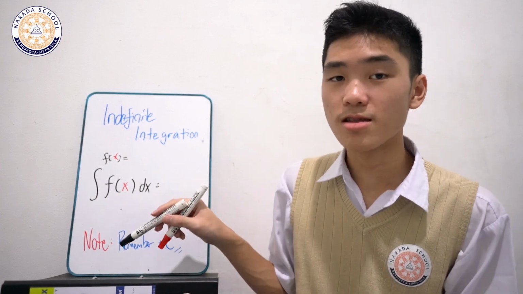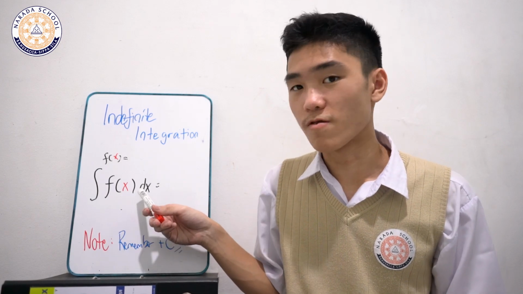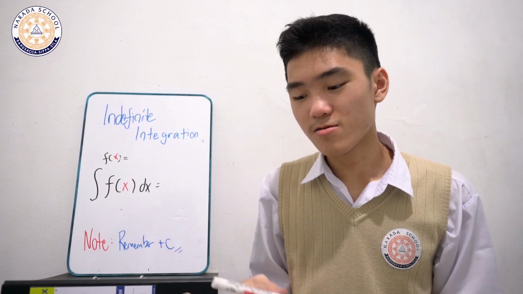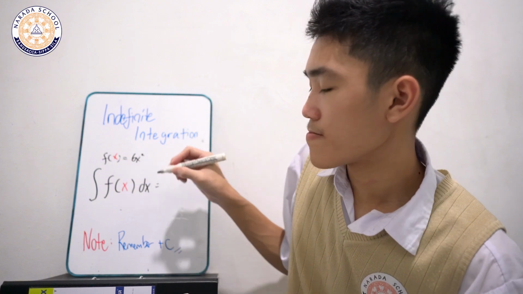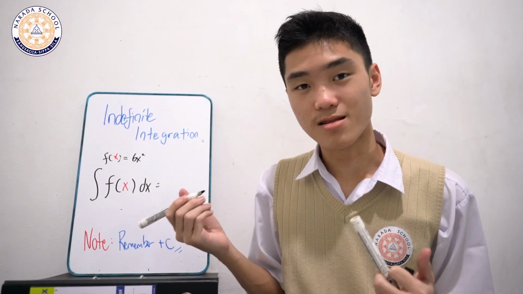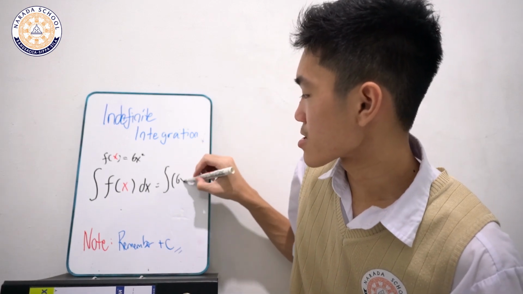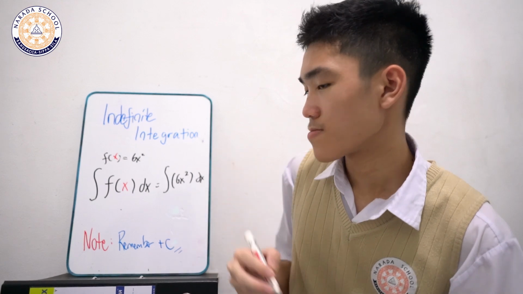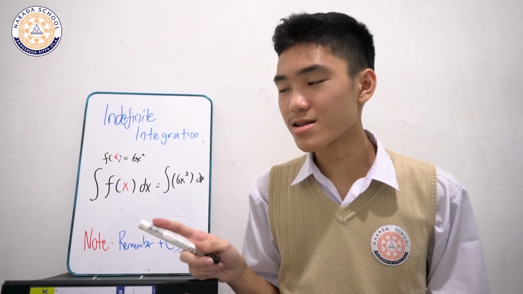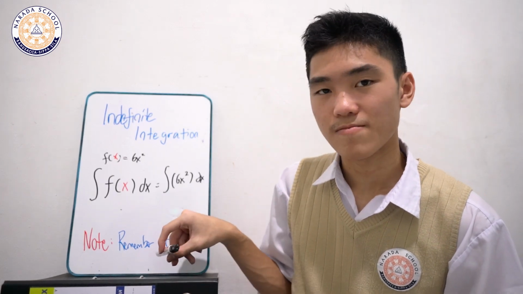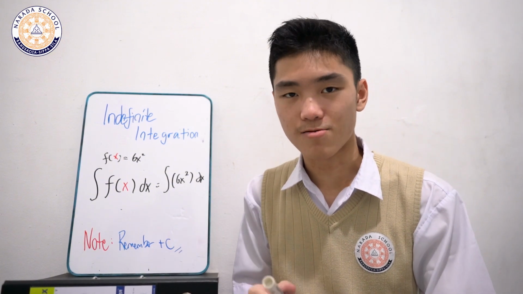So this is what an indefinite integral looks like. The integral of the function f of x with respect to x. So let's say that we define f of x as 6x squared. Well then, the integral of f of x with respect to x will be equal to the integral of 6x squared with respect to x. And one thing to remember about indefinite integrals is that you must remember to add c. Don't forget the plus c. C is called the constant of integration.